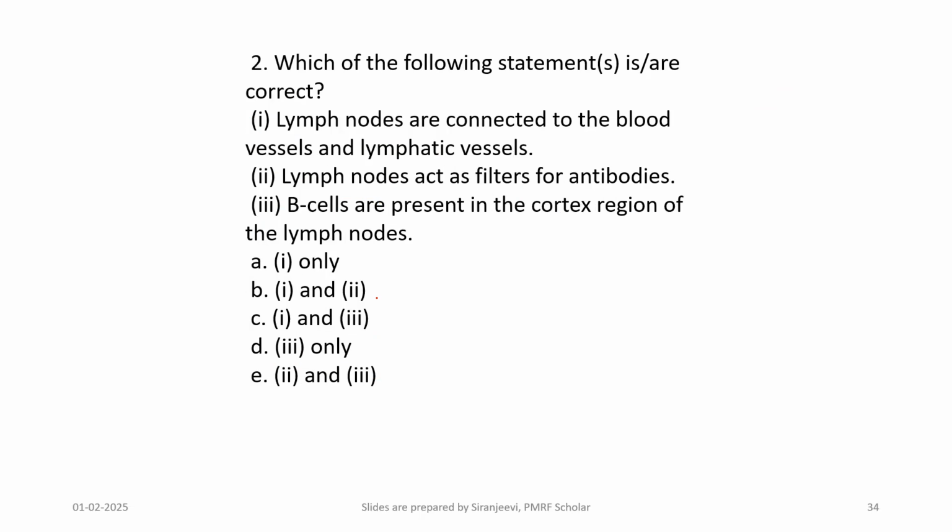Okay. And next, which of the following statements is correct? Lymph nodes are connected to the blood vessels and lymphatic vessels. Is it a correct statement? Yes, sir. Lymph nodes act as filters for antibodies. Is it correct? Yes. And B cells are present in the cortex region of the lymph nodes. That is also correct. I am confused here. So where are the B cells present?